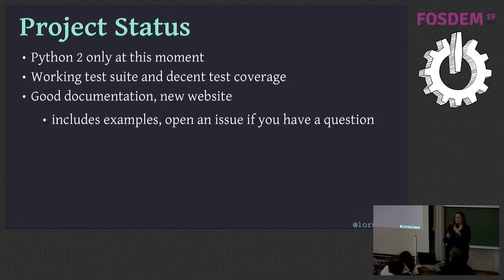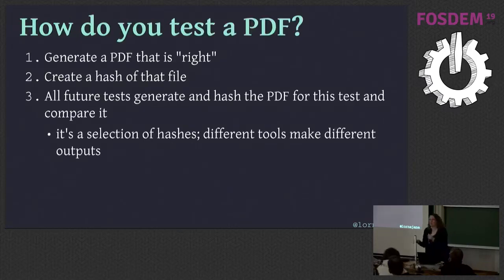I mentioned the test suite, and I am always asked how you test a PDF. You generate a PDF that you're happy with, right? So a human takes the PDF, looks at it and says, aha, yes, that is what I was aiming for. Then we create a hash of that file. When we run the test suites en masse, the machine creates the PDF, hashes it, and makes sure that the hashes match. In fact, we have a few known good hashes, because if you have different dependencies, different ReportLab, different Inkscape, whatever, you get slightly different file hashes. So we have a list of known good ones.